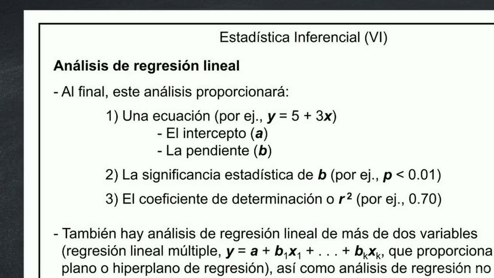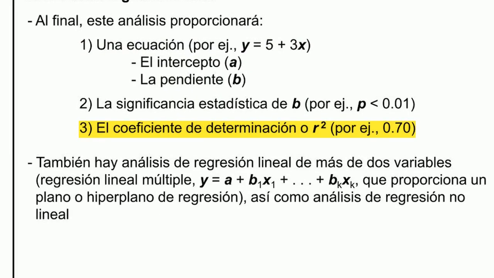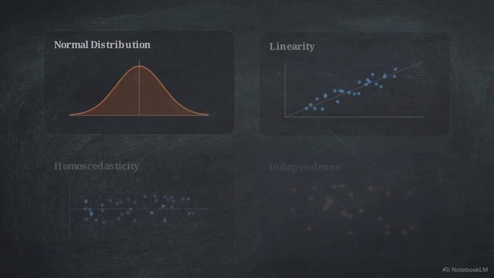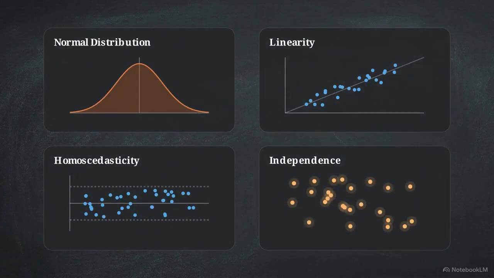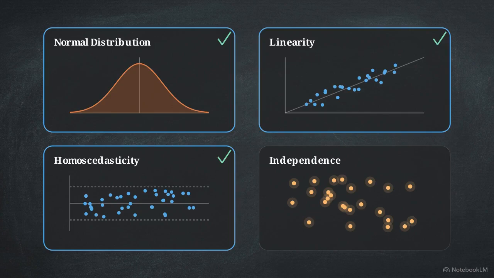This technical output shows the foundational equation for our regression line. We have our intercept A, slope B, and the coefficient of determination, R squared. R squared quantifies the exact proportion of variance in HbA1c explained by our selected predictors. This model relies on rigid assumptions. The residuals must follow a normal distribution, the relationships must be linear, the variance of the errors must be constant, homoscedasticity, and the predictor variables must be independent of one another.